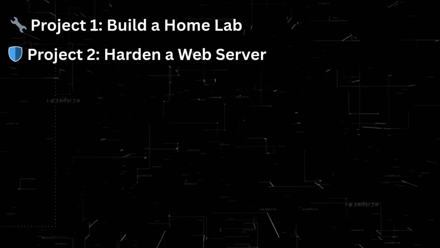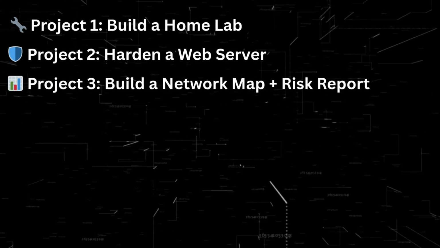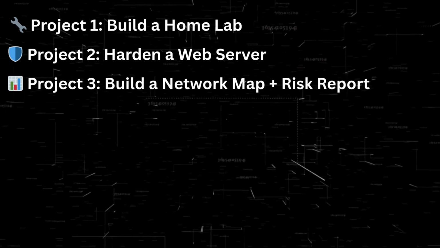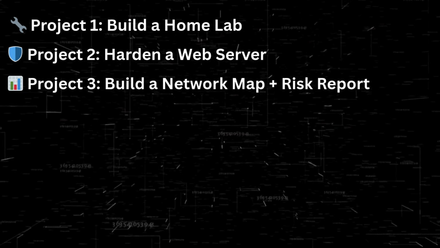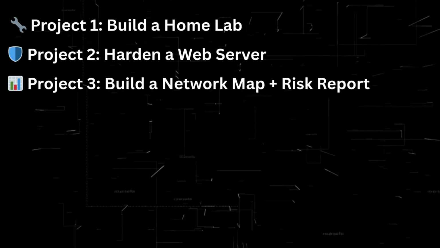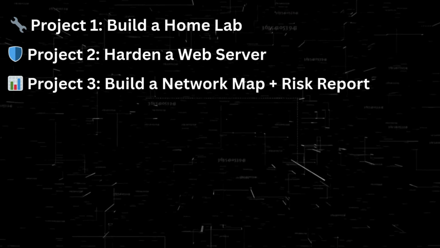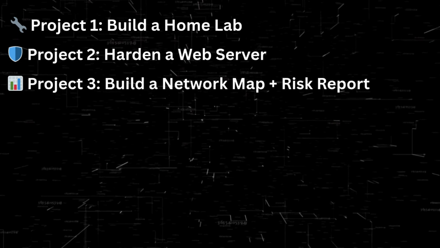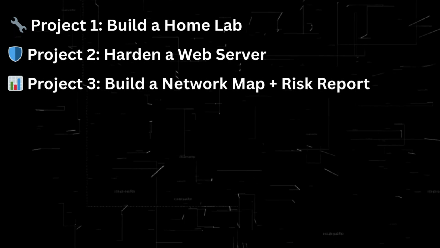You can also do a network map plus risk report. For example, you can use tools like Nmap, NetDiscover, or Wireshark to map a network. Then write a short report showing detected open ports, vulnerabilities, and suggested improvements.